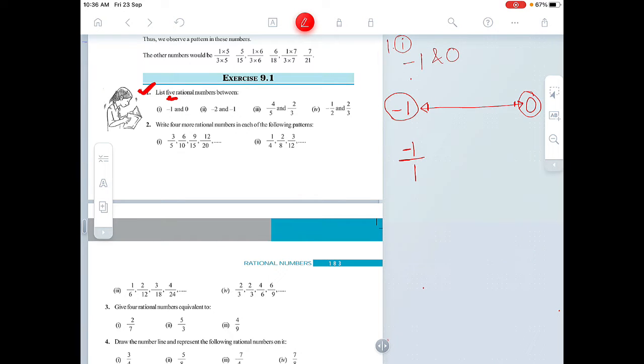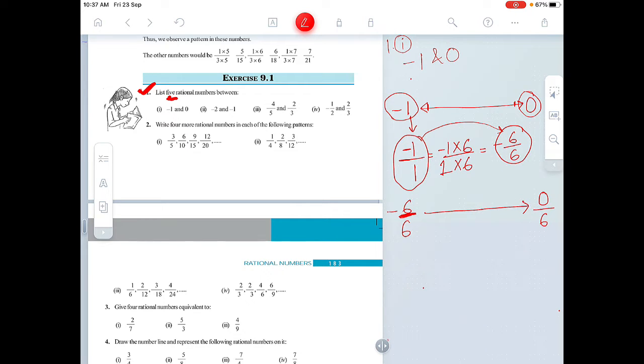Suppose I write it in this way: -1 can be written as -1 by 1. If we multiply both the numerator and the denominator by the same number, we get an equivalent fraction. We already learned this in class 6. So the same thing we have done here, and we get -6 by 6. And for 0, we can write 0 by 6, where the numerator stays 0.